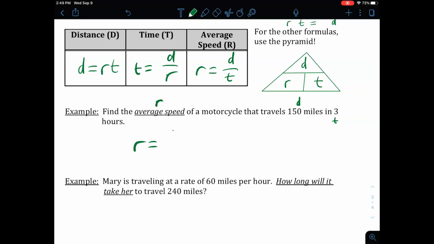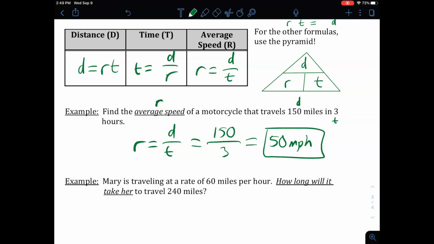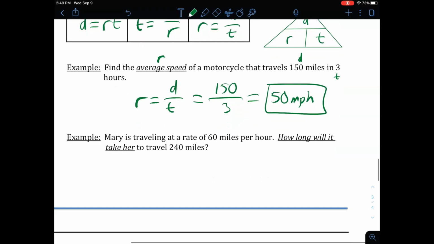So average speed is going to be rate equals distance over time, which is going to equal 150, which is our distance, over our time, which is 3, which equals what? 50. 150 divided by 3 is 50 miles per hour. That is our rate. Okay? All right, give the last one a try on your own. See if you can do it. If you can't, we'll go through it together in a second.